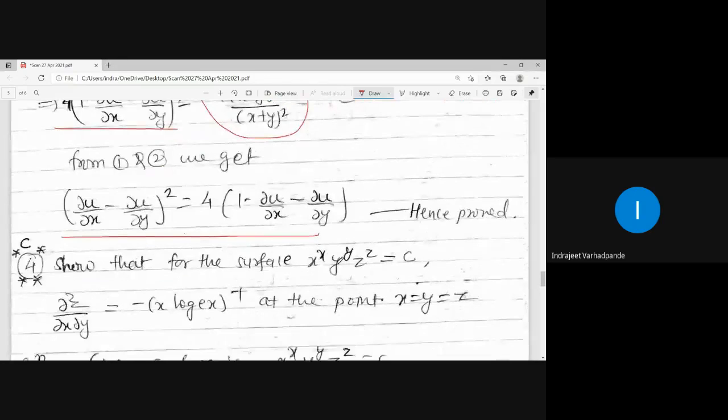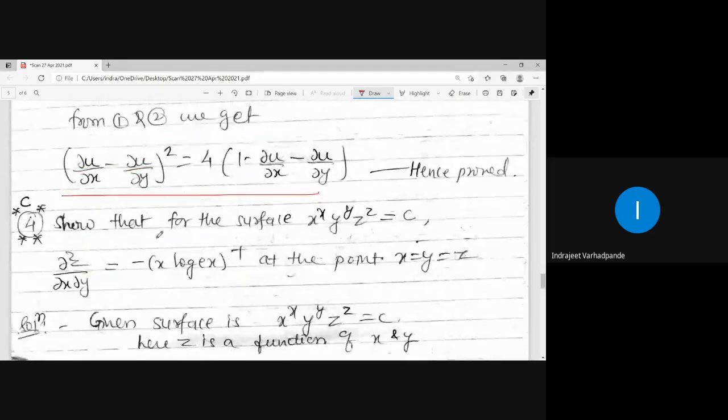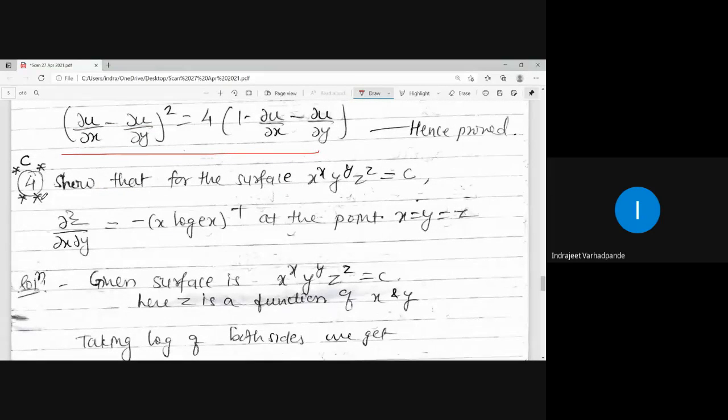Note down the next question. Very, very important. Show that for the surface x to the power x, y to the power y, z to the power z is equal to c, del 2z by del x del y is equal to minus (x log ex) whole raised to minus 1 at the point x equal to y equal to z.